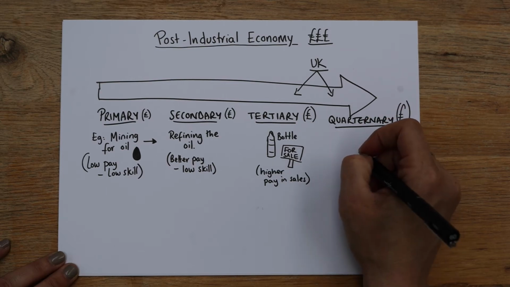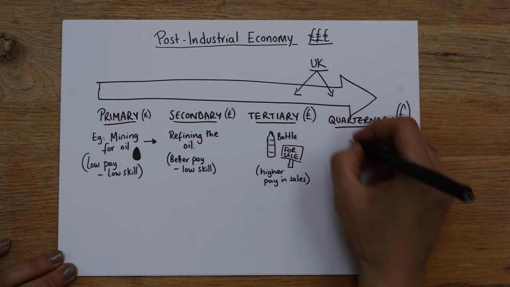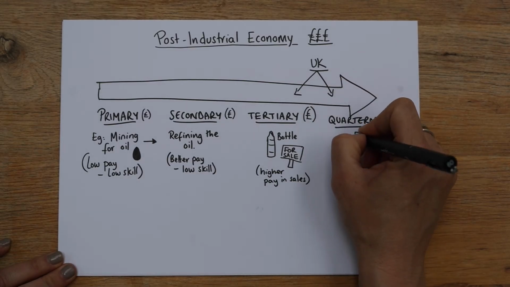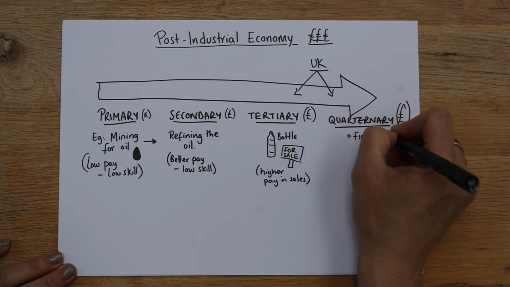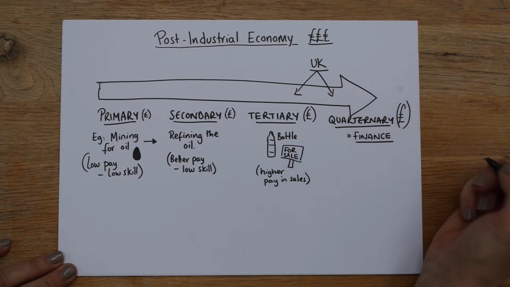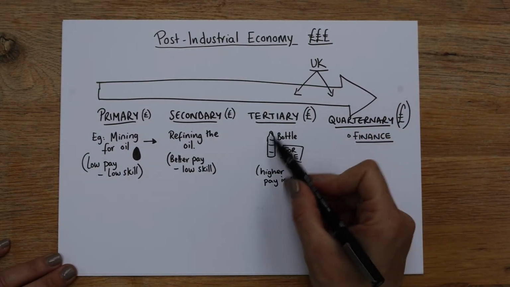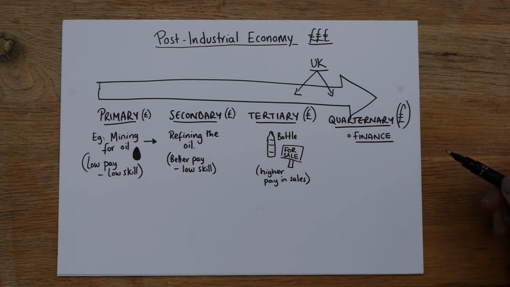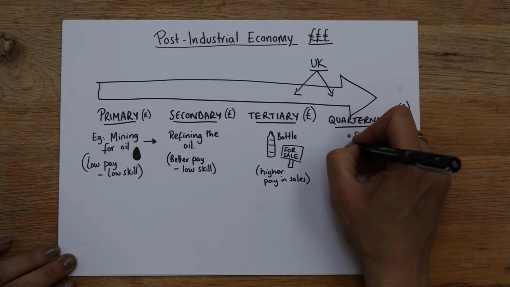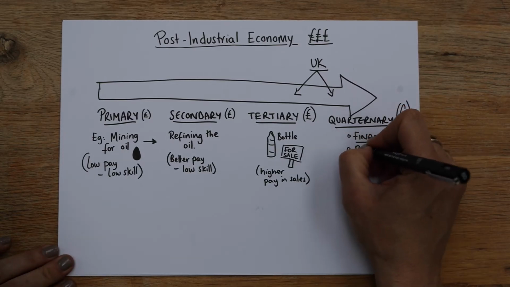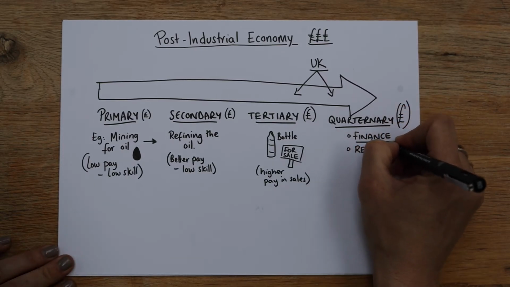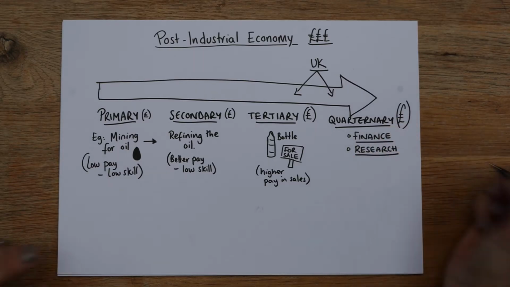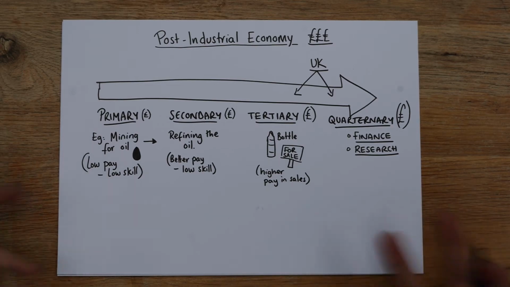Now, quaternary is very different. This section, in the UK anyway, is mainly based around finance. We make a lot of money in the UK from money. So profits from this company that makes bottles can then be reinvested to make more money and more profit. And the other section is research. Okay, so research into, let's say, non-plastic alternatives.